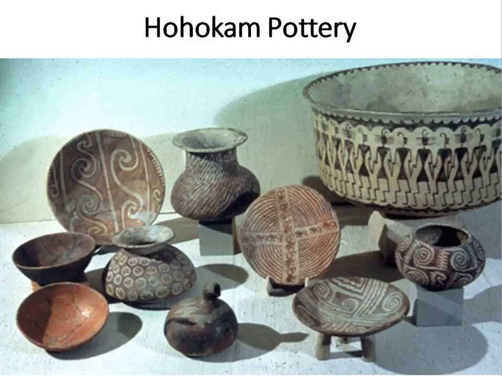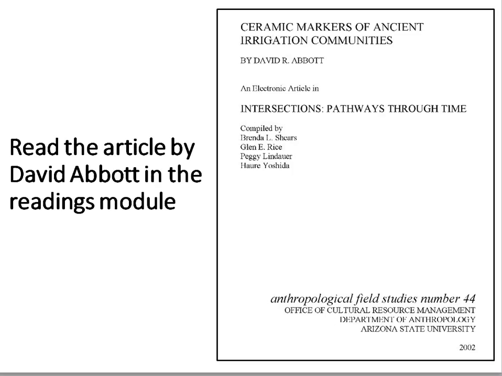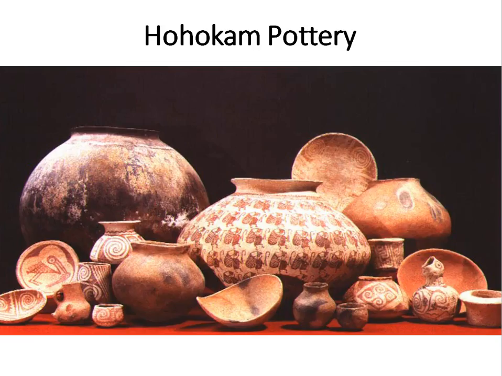This unit is on Hohokam pottery and looking at how pottery can be used to date sites and archaeological materials, and also how it can be used to reconstruct patterns of production and exchange. But first, be sure that you read the article, Ceramic Markers of Ancient Irrigation Communities, by David Abbott, that is in the Readings module. The Hohokam culture is well known for its decorated red-on-buff pottery.